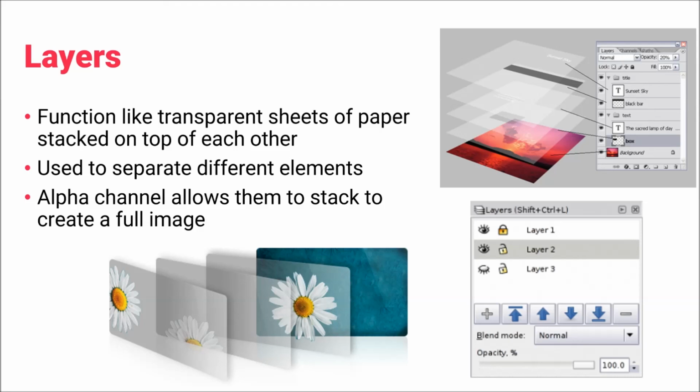And you need your image to have the alpha channel to allow them to stack, because if you don't have that alpha channel, you don't have any transparency, and you will only be able to see what is in the layer on the top. You need to be able to have transparency to be able to see the layers below.